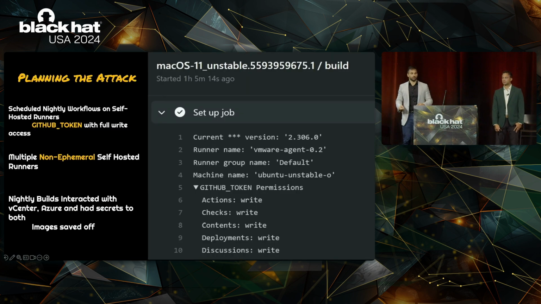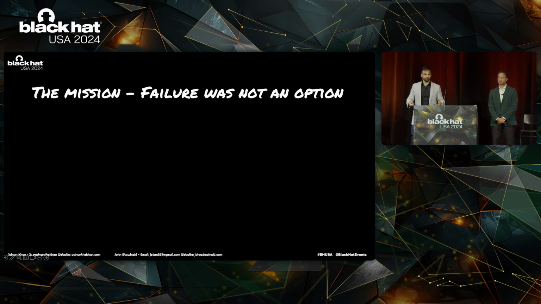After establishing contributor status, the next step was planning the attack. The repository used nightly workflows for continuous integration. This had a GitHub token with all the write access. These integration tests ran on non-ephemeral self-hosted runners, and by observing how the workflows ran on the build logs, it was possible to determine that these images were saved off to either vCenter or Azure, and the workflow had secrets to both. So it was clear what I could get out of this.